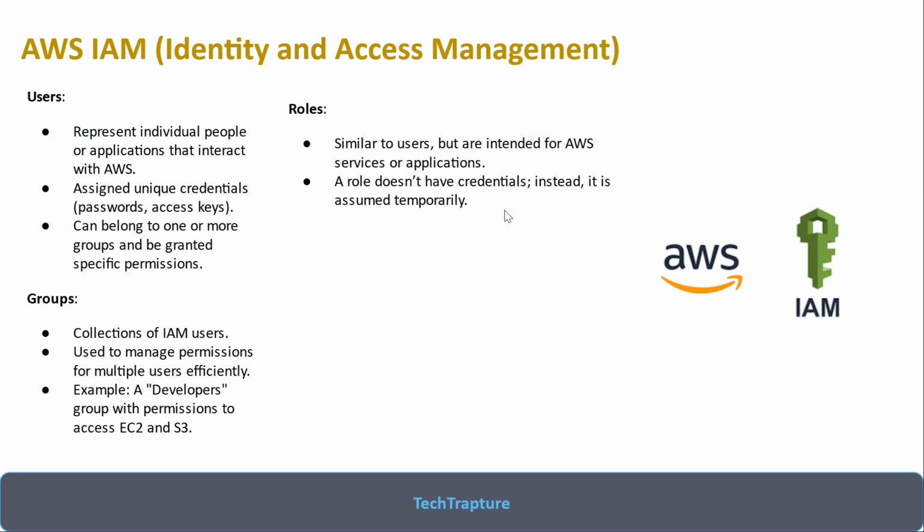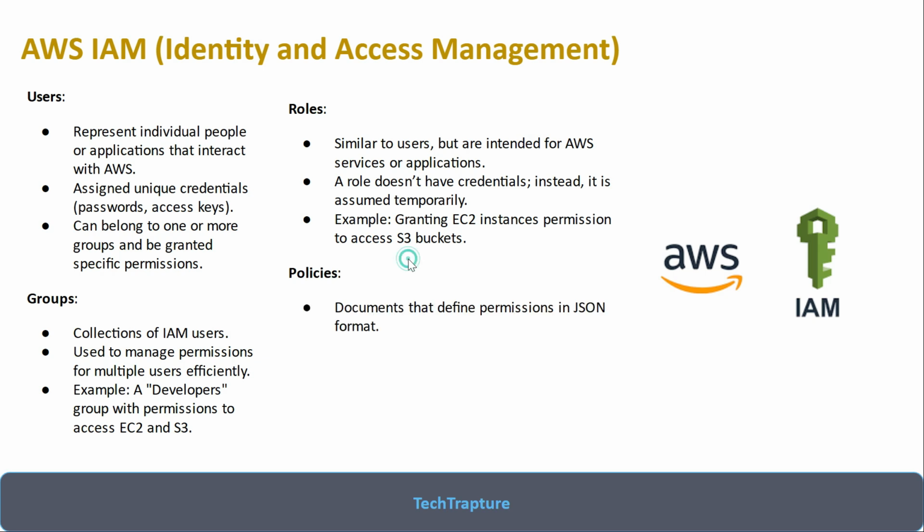A role doesn't have credentials, instead it is assumed temporarily, granting an EC2 instance permission to access an S3 bucket. So whenever you need to access one service from another service, you have to assign a role, and then you have to manage permissions for that role. Do not worry if you get confused. I'm going to clear all your doubts in this video.